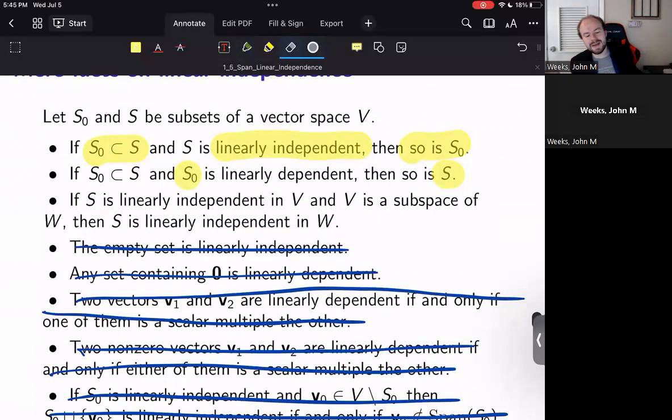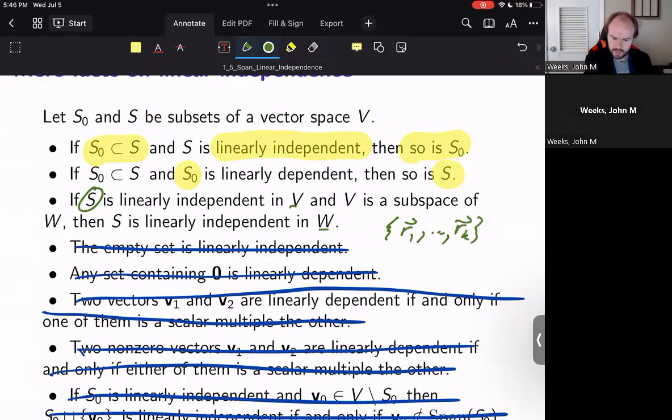Now, if S is linearly independent and V is a subspace of W, then the same equation holds inside of the bigger vector space. W is meant to be a vector space itself, and we're just saying that the same equation holds if it's linearly independent. You have the same collection of vectors inside of S. They just happen to live inside of V, which is a subset of W. So it's the same sort of equation process. The definition reads the exact same, because what you're referring to are the vectors V1 through VK inside of the vector space V, which just happens to be a subspace of W.